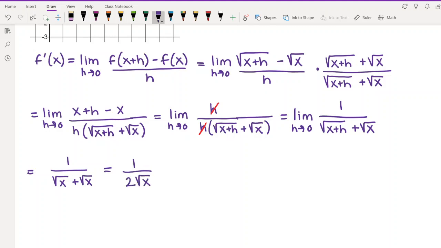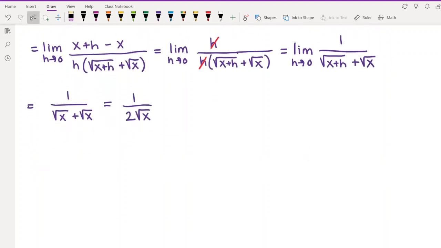So really when you're doing these, the algebra should feel very, very similar to what we did before. It just kind of looks more complicated. So that tells us that the derivative function is f prime of x is equal to 1 over 2 root x.